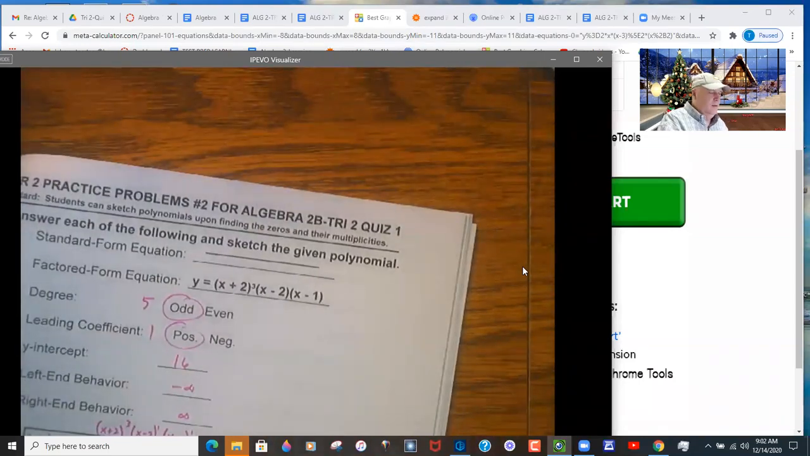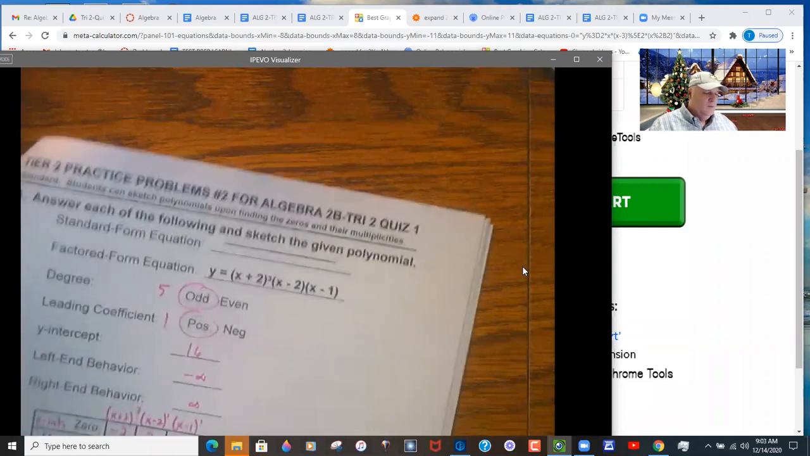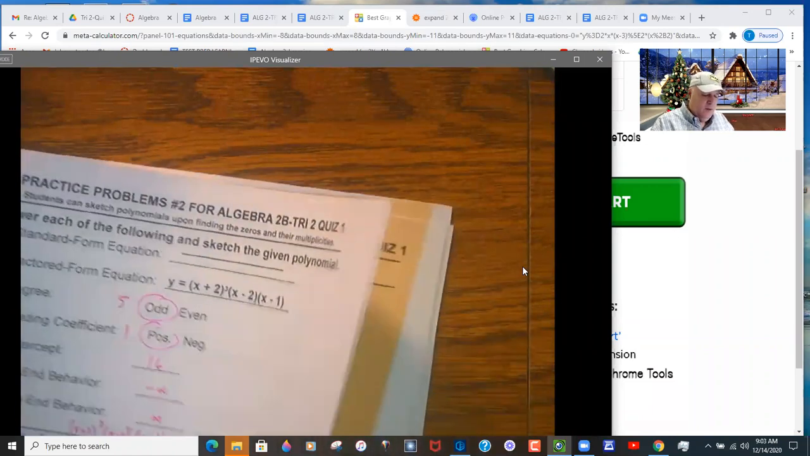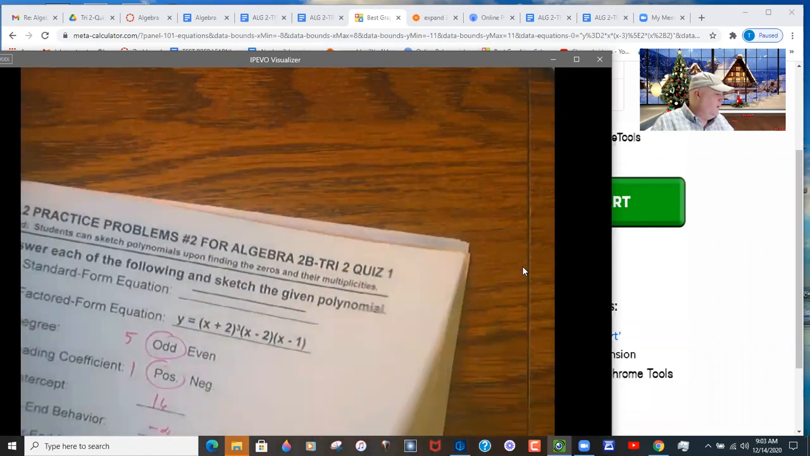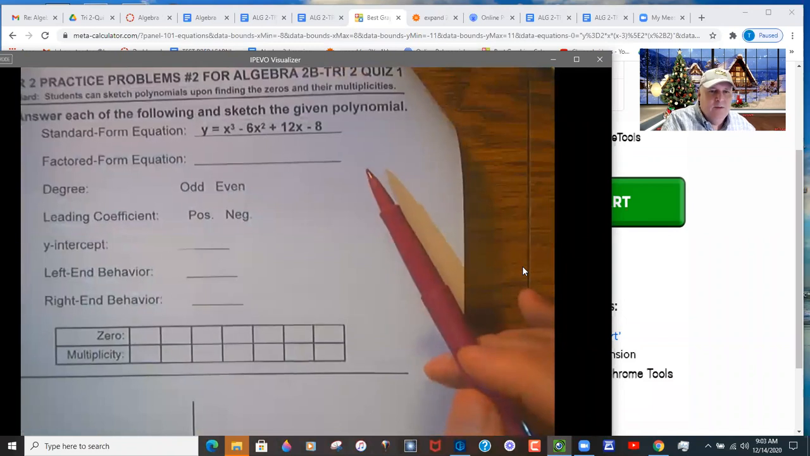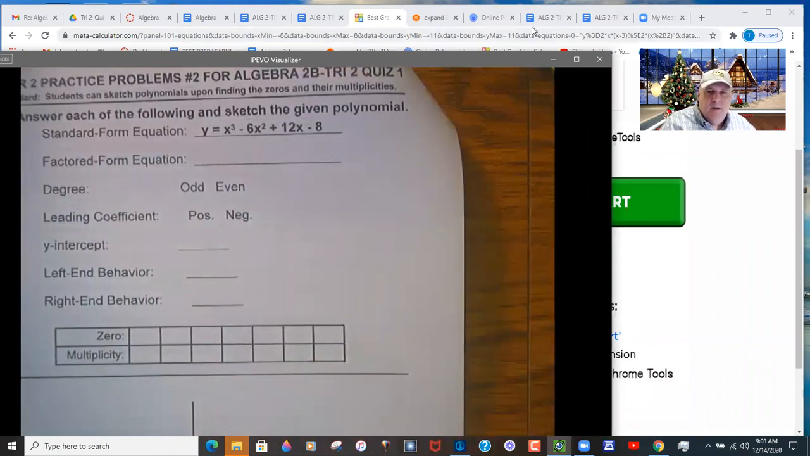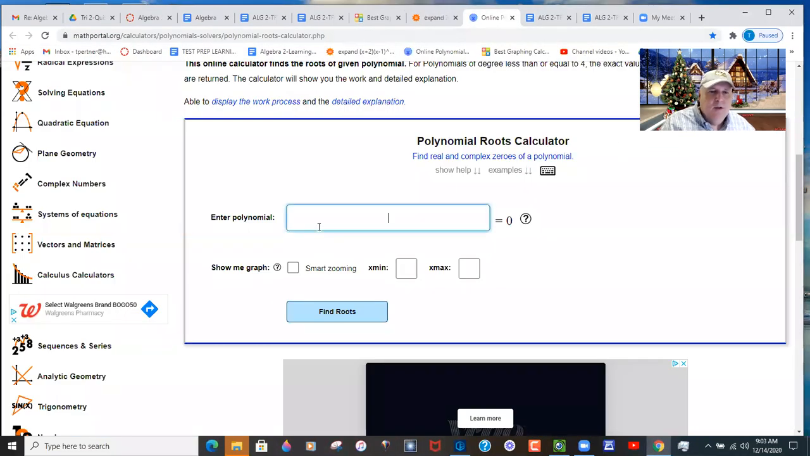All right, 7 minutes. I got 5 and 6 to do. I can do it here. On 5, something interesting happens. You have to take this into a polynomial roots finder, and the one that we use is called the Math Portal. And so you go in and you type it in.